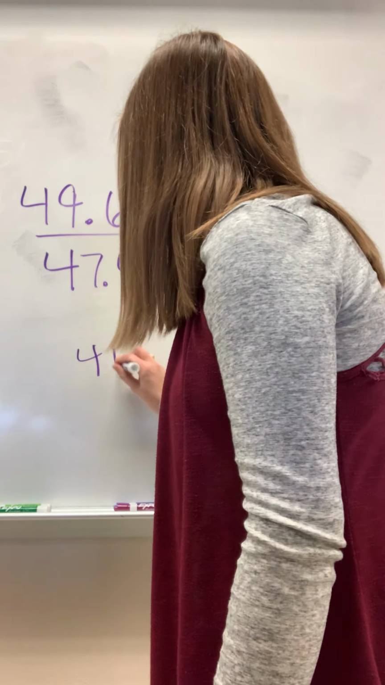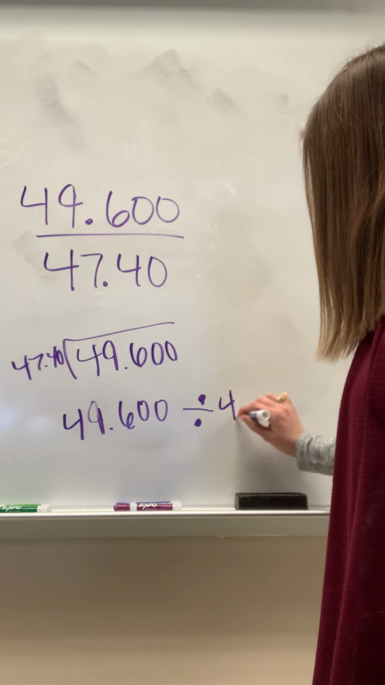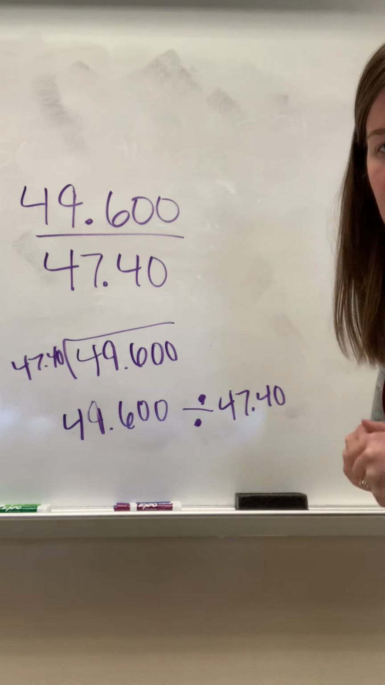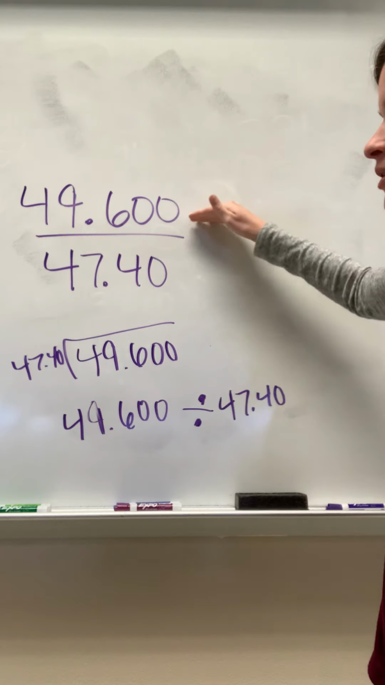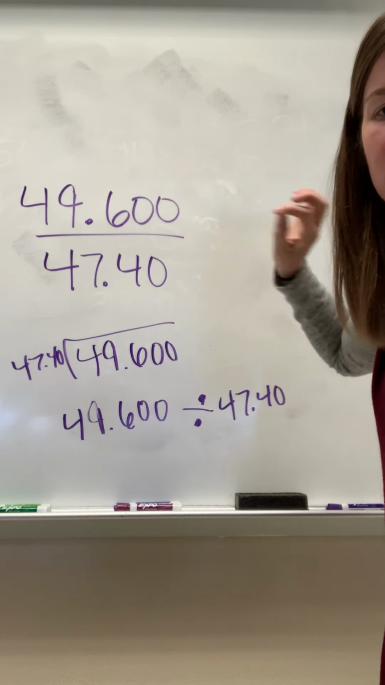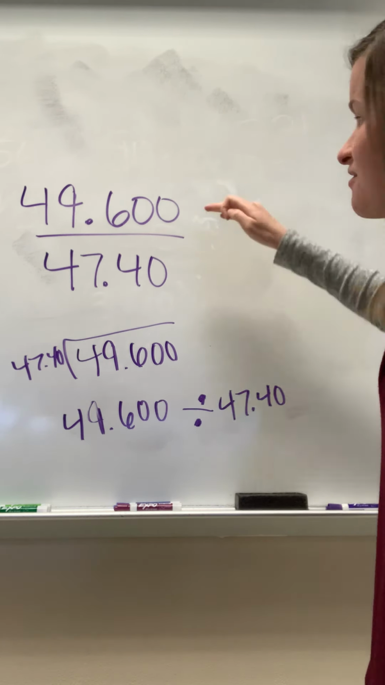Another way you could write it is 49.600, and then this divide sign, 47.40. These all literally mean the same thing. It's just different ways to write division. And how you're going to do it every single time is this top number goes into your calculator first. So you're going to type in 49.6, then hit your divide sign, then type in the second number, and then hit enter.